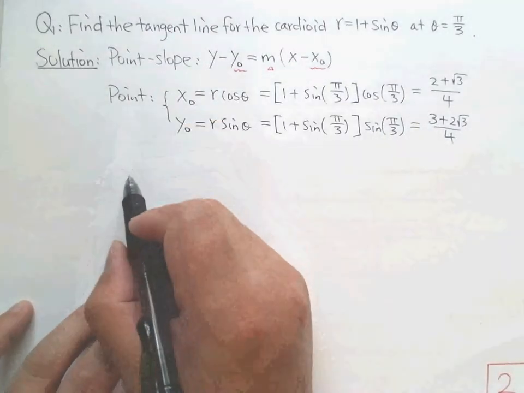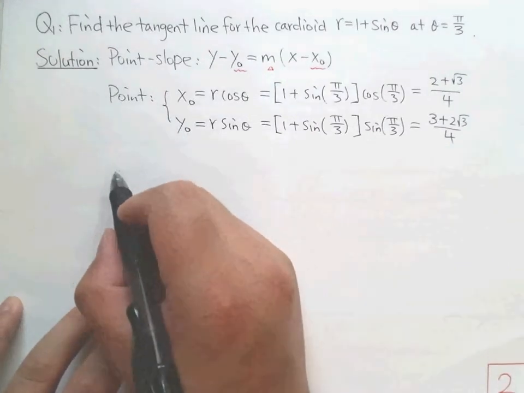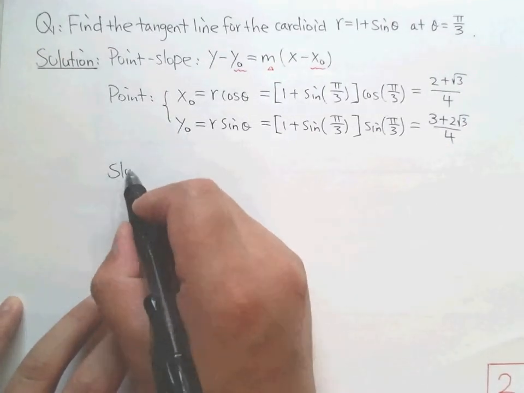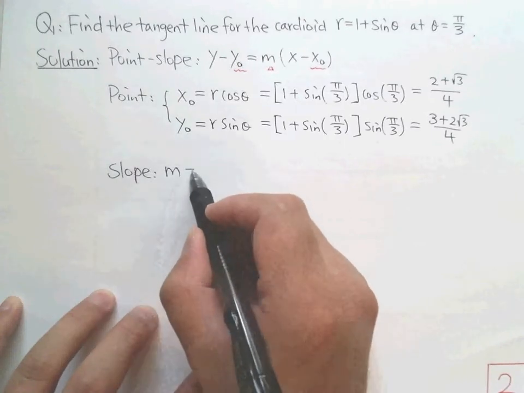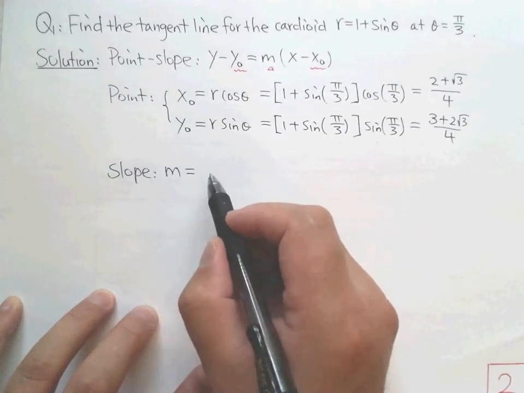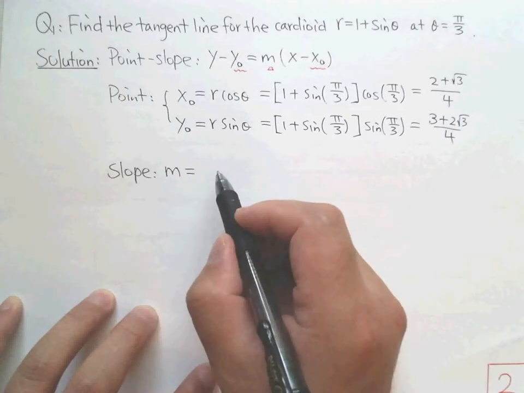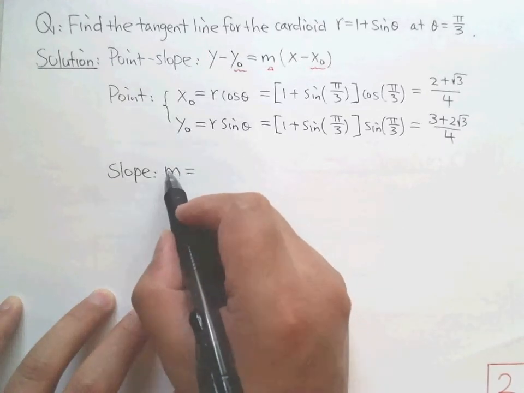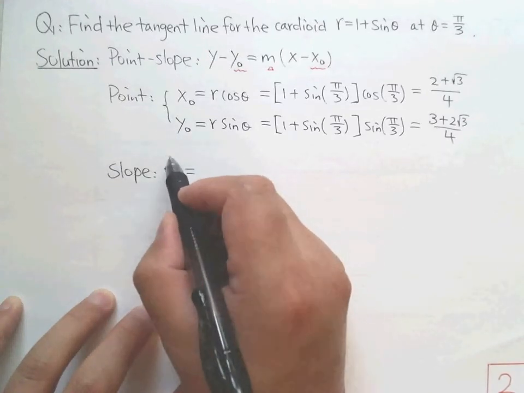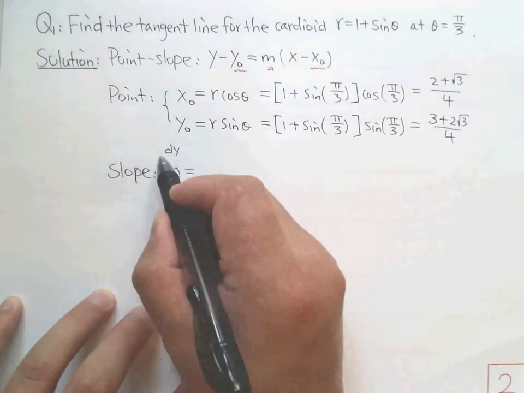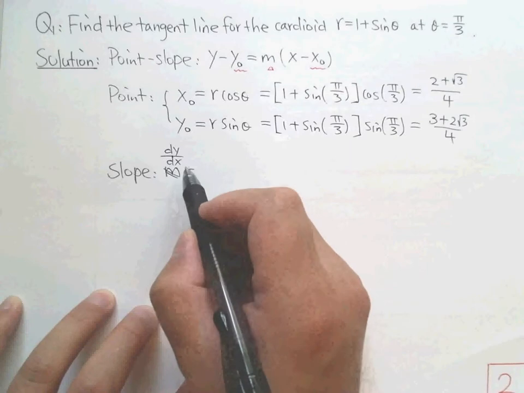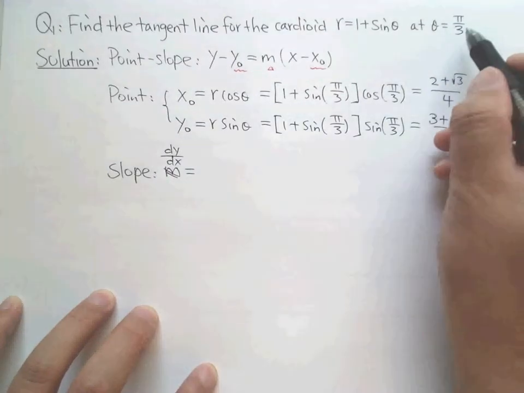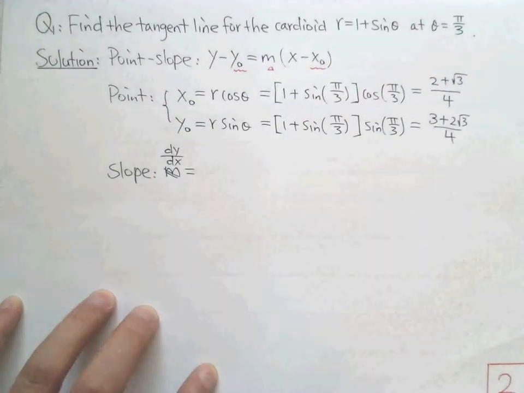So the point that we have now is the slope, right? And how to find the slope? We need m. Remember that. So m is not the m. I will not find the m first. I will find dy/dx first. Okay, and later we're going to take the limit of theta at pi over 3 to find m.